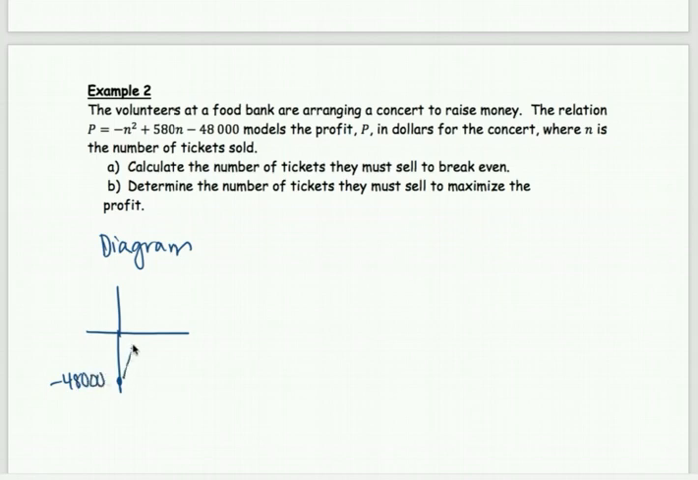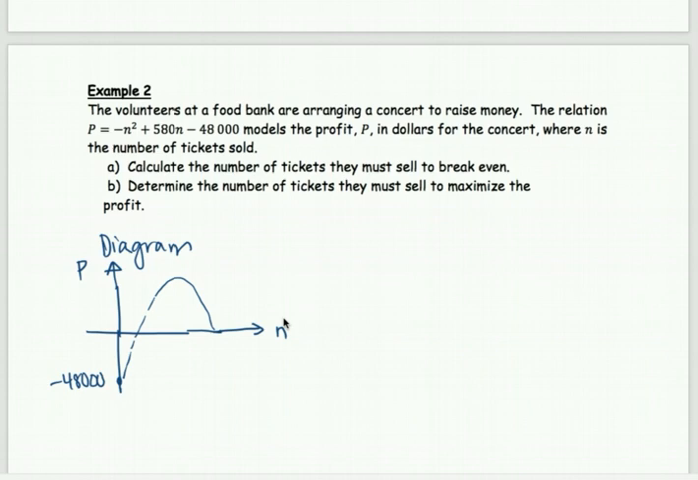Okay, so then it goes up because it opens down because of the negative sign here like that. Okay, so this is what we're looking at. We're looking at profit and the number of tickets sold, okay? So again, remember profit is what you get after you take how much money you made and subtract the cost.